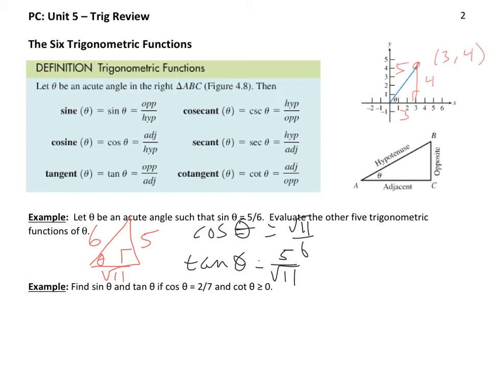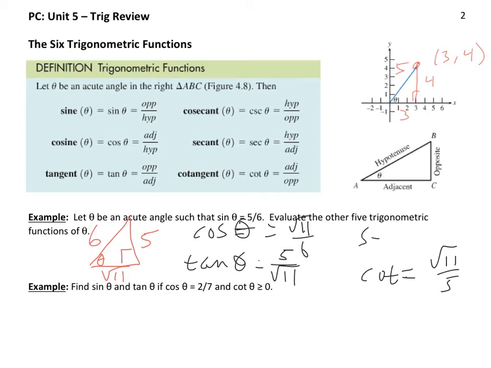Now, I wouldn't rationalize the denominators right away just yet. And the reason why I wouldn't want to do that is because you still have some work to do on getting the other three. So let's start out with the cotangent because that's going to be really easy to do. It's just the reciprocal of the tangent. So it's just root 11 over 5.